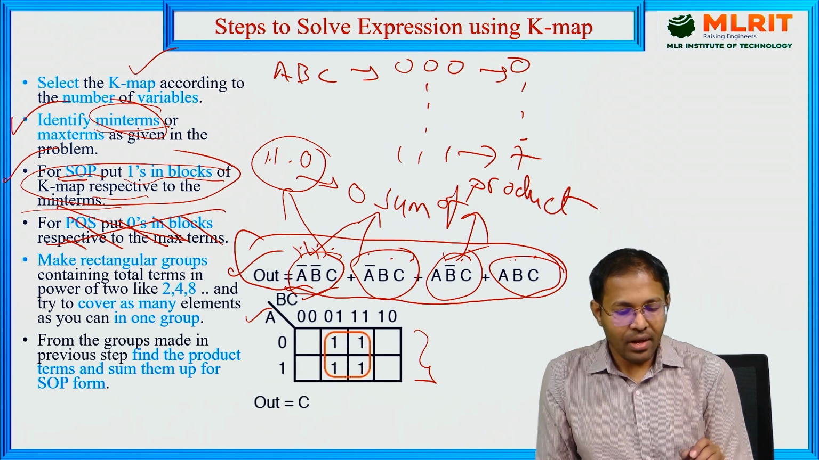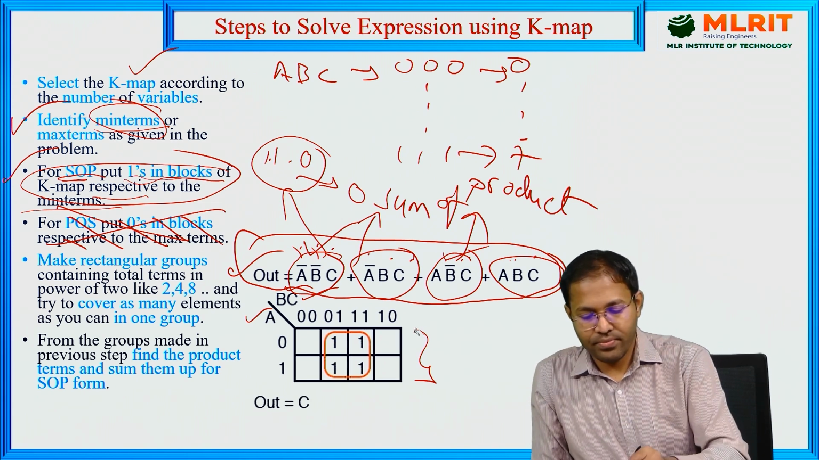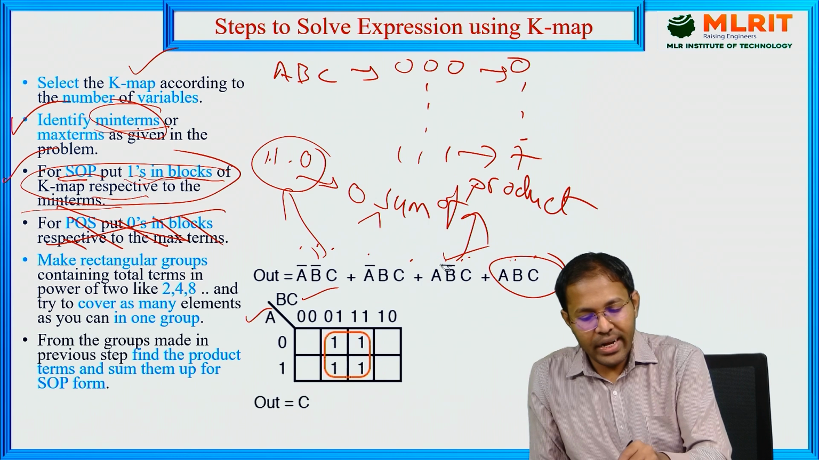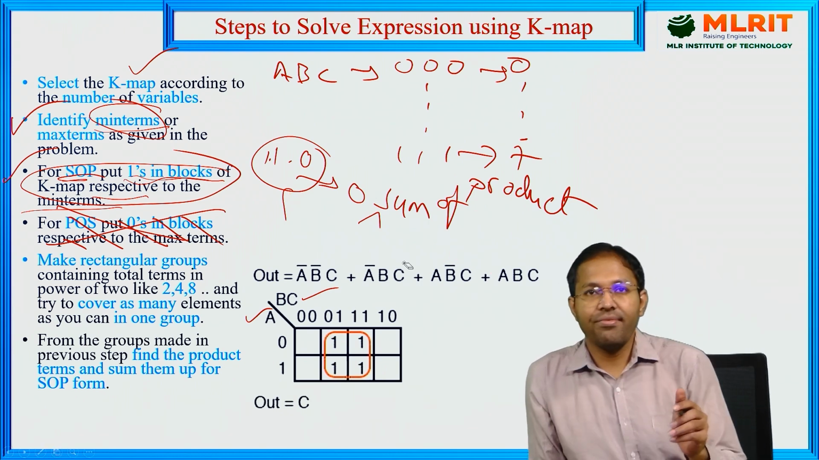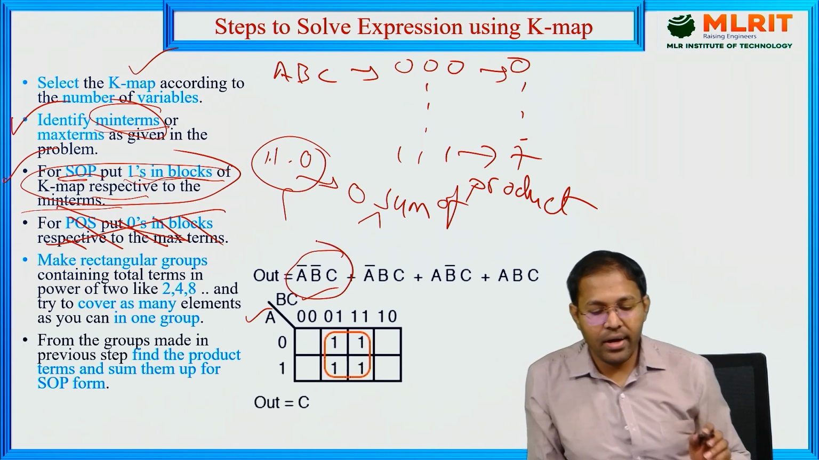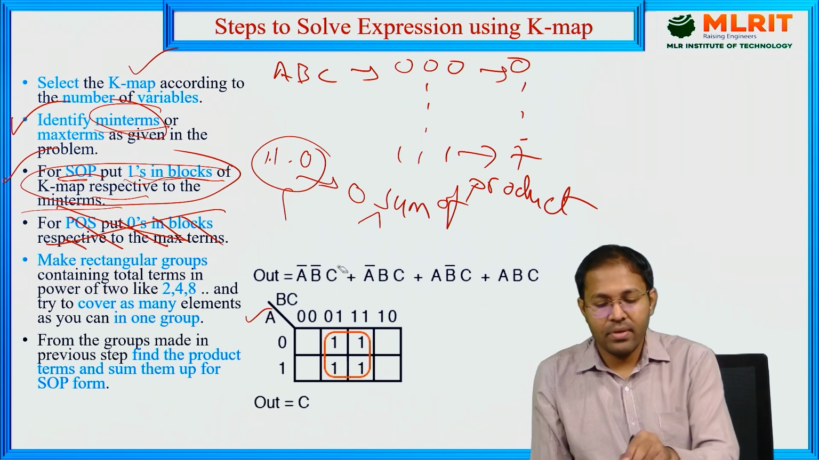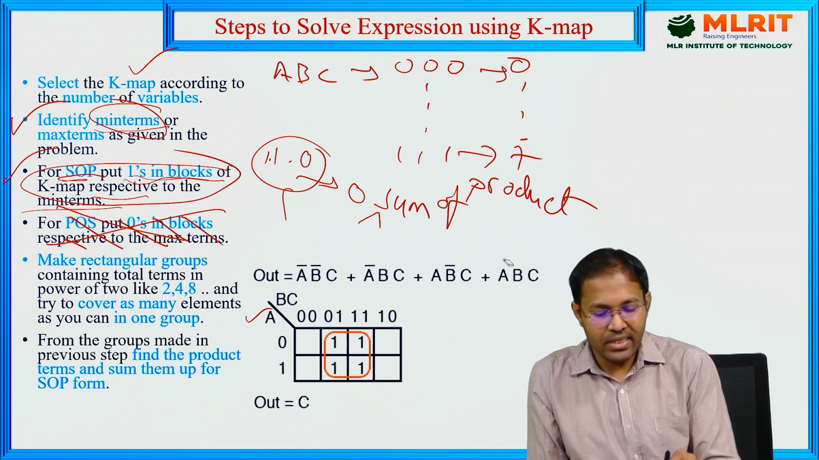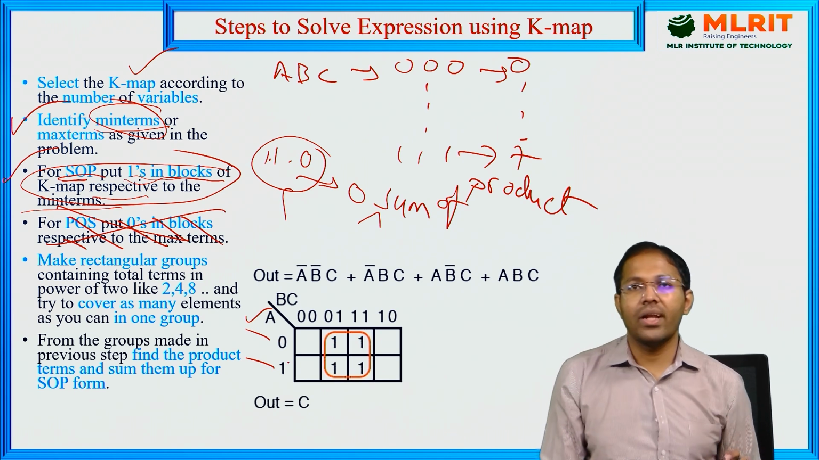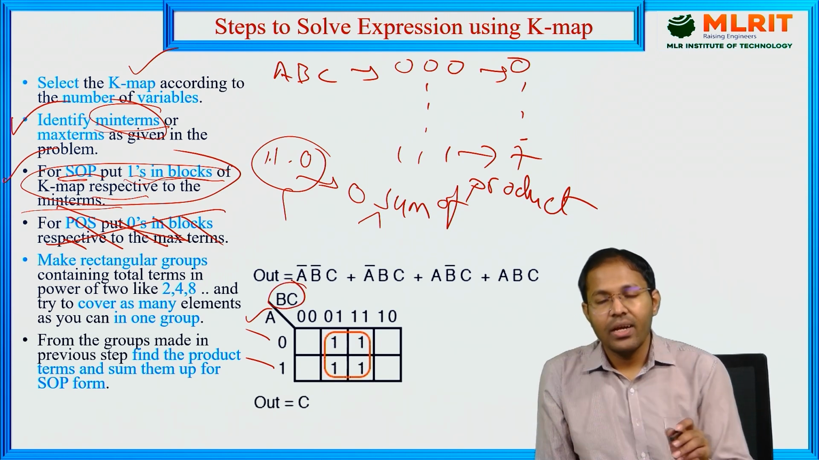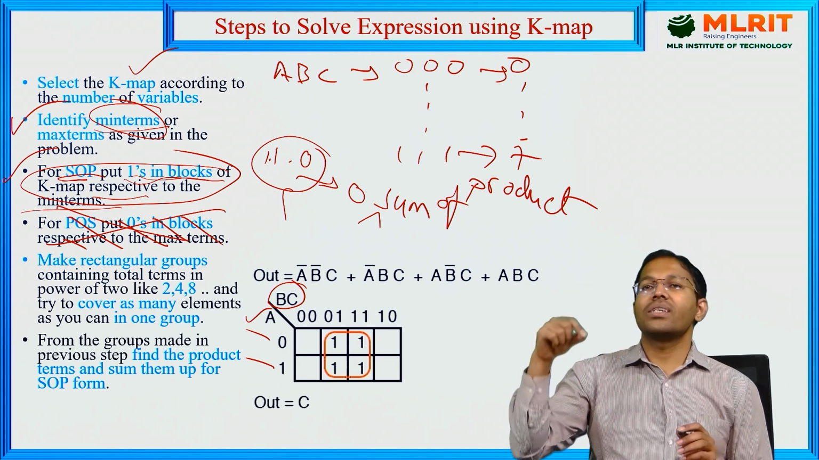Anyway, now let us see how to write ones in the blocks. Let us carefully look at the expression that we have here. The first term is A bar, B bar, C. So now in the K-map, first we will write 0, 1 corresponding to A because A could take values 0, 1. Now BC could take 4 combinations: 0, 0, 0, 1, 1, 0, 1, 1.